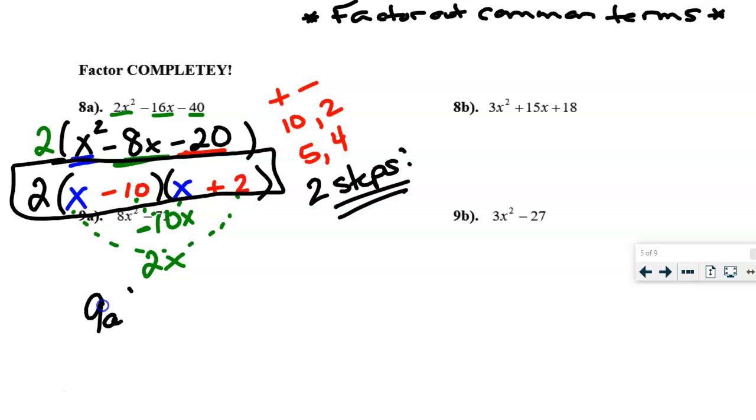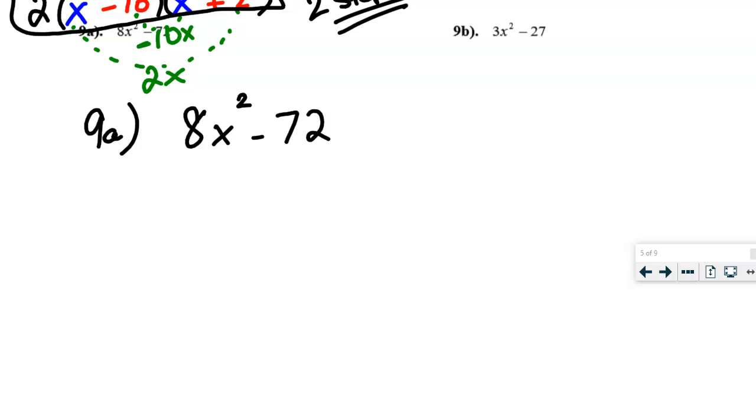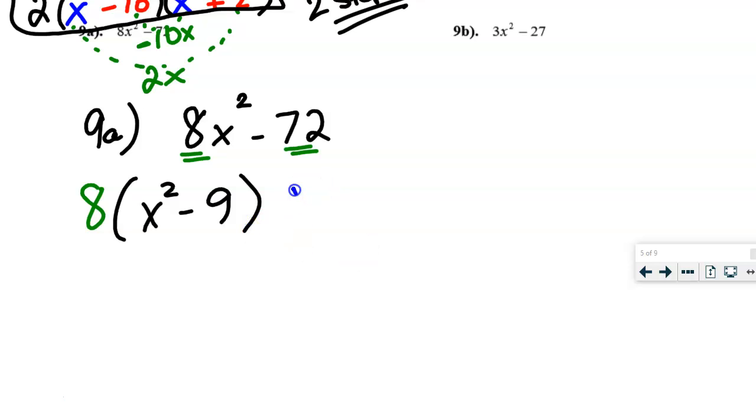All right, now the next question I'm going to write down here because I'm kind of out of room. So 9a, you have the same flowchart, so back to the top again, and we're looking for any common terms. So your common term for an 8 and a 72 would be an 8. They can both be divided by an 8. So we're going to factor the 8 out, and you get x squared minus 9. So I kind of skipped over the factoring flowchart on the previous one. You're supposed to look at the trinomial example. This is a binomial, and we have what's called the difference of 2 squares.